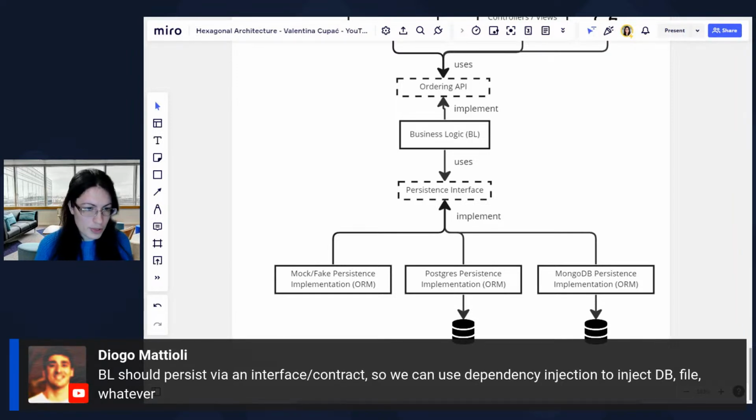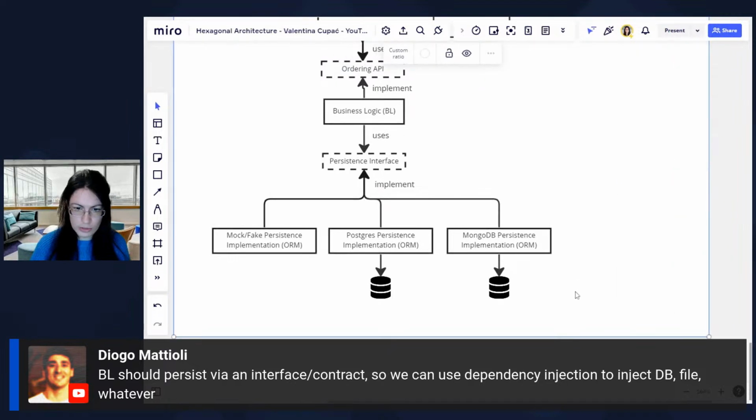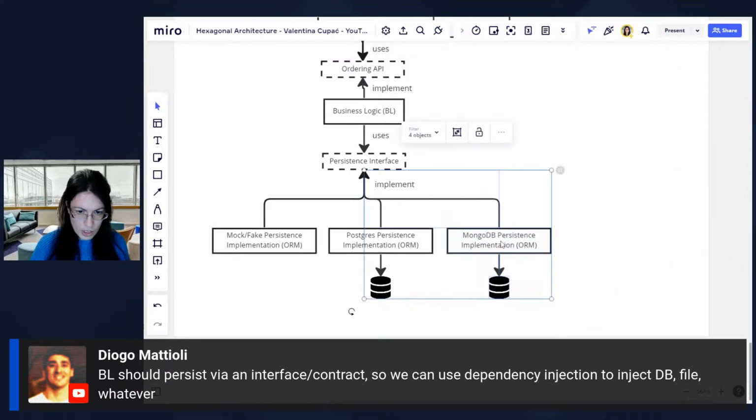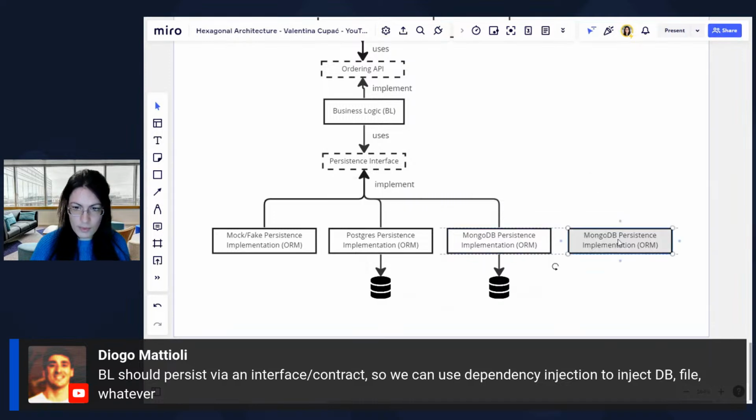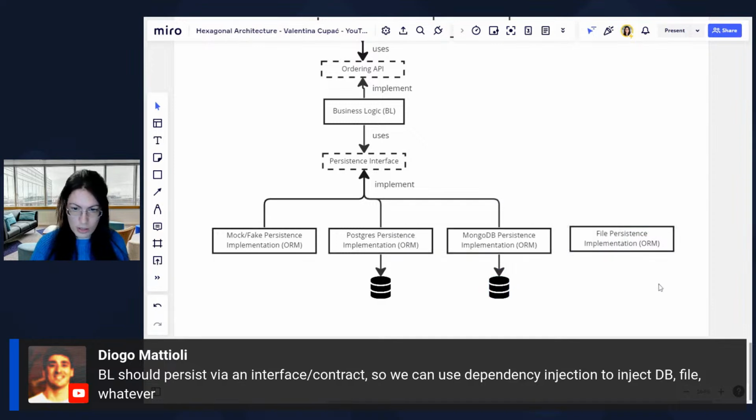Business logic should persist via interface contract so that we can use dependency injection to inject database, file, whatever. I like that file was also mentioned, so I can add it as well, because maybe we're not even going to use a database at all. Maybe we are going to have a file system that we are storing just some data on files. So that's another possibility.